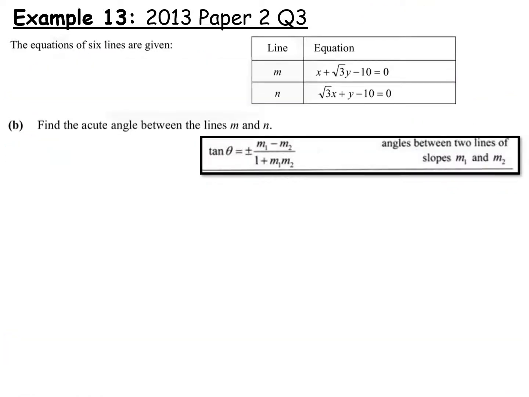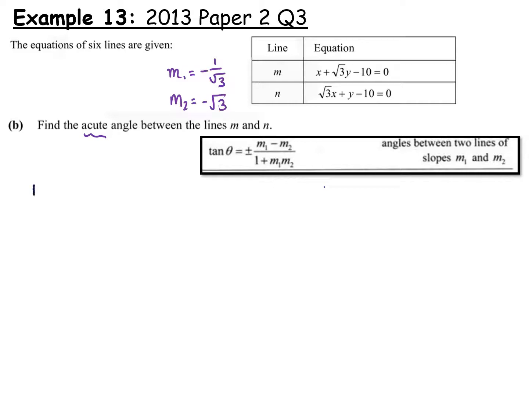So now let's look at just part B of this. It says find the acute angle between the lines M and N. We had already worked out on the previous page that my slopes, which I'll call m1 and m2, are minus 1 over root 3 and minus root 3. And again, it wants the acute angle, so we're going to take tan as positive.